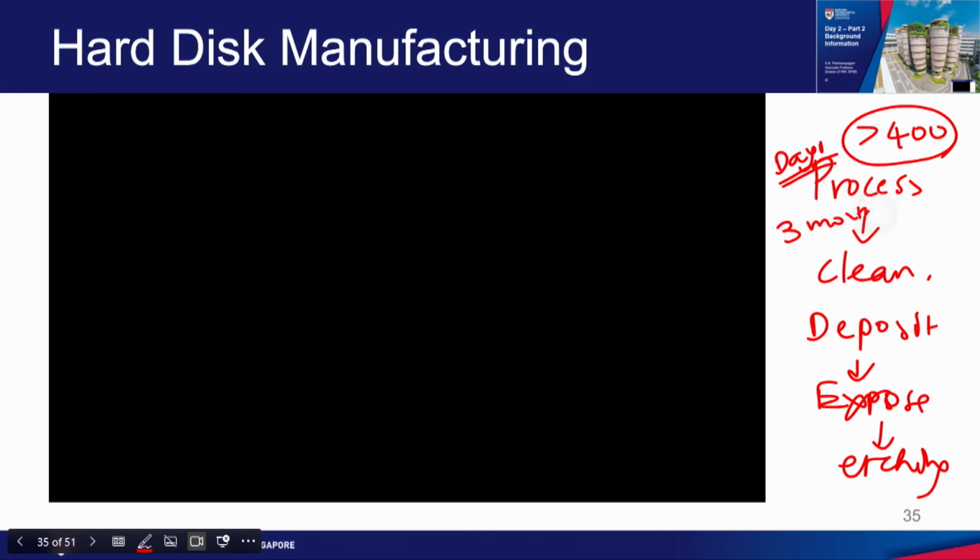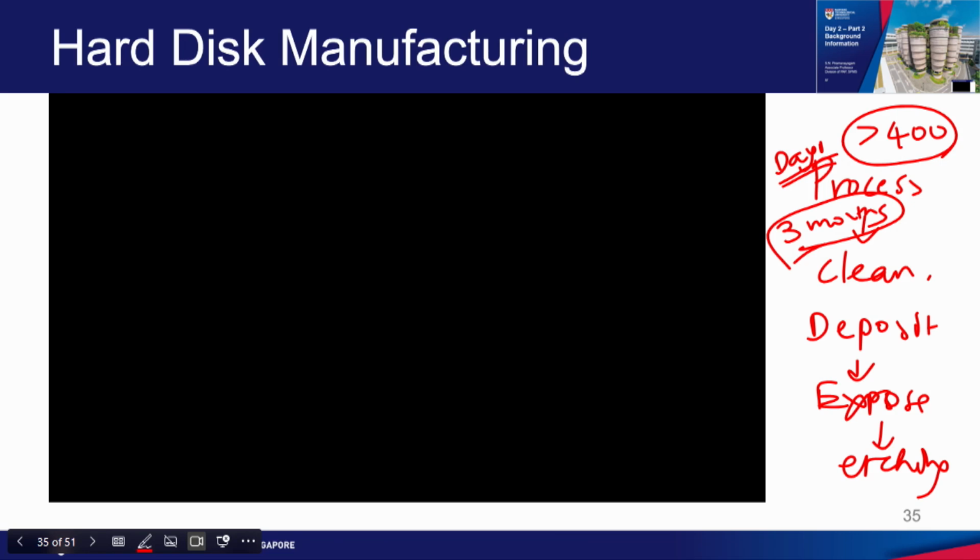There are so many processes. So you start making a head, then after 3 months your head will be ready. So that is the kind of complexity involved in making a head for reading and writing information in a hard disk drive.